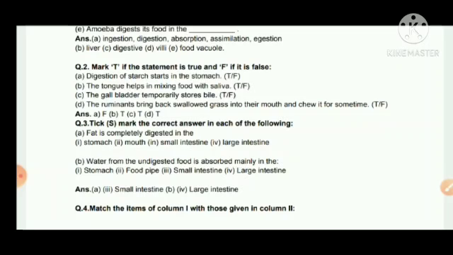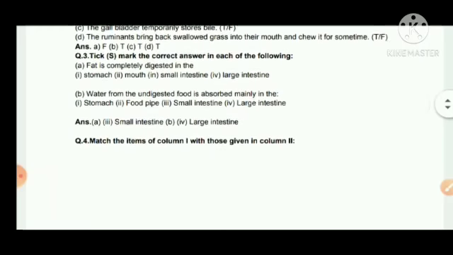Right now we have question number 3. Tick the correct answer in each of the following. Fat is completely digested in the small intestine. Number B, water from the undigested food is absorbed mainly in the large intestine. The water of the food is absorbed by the large intestine.